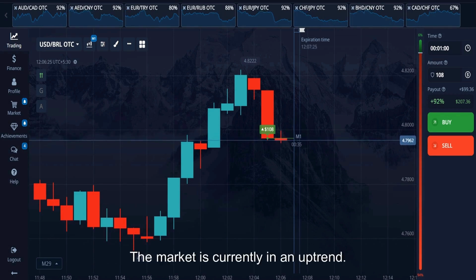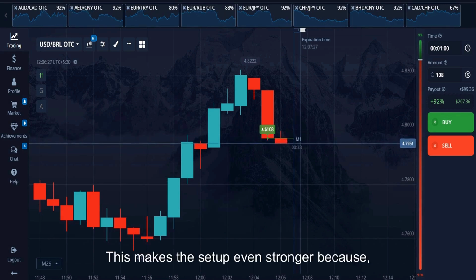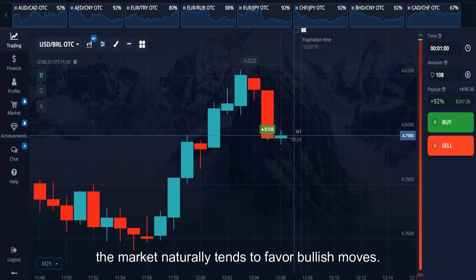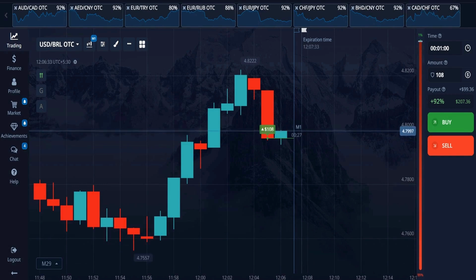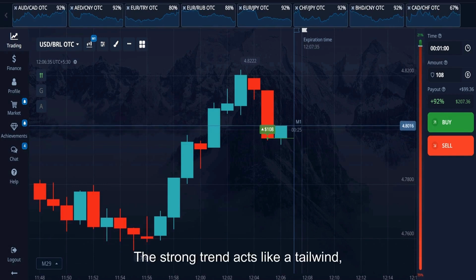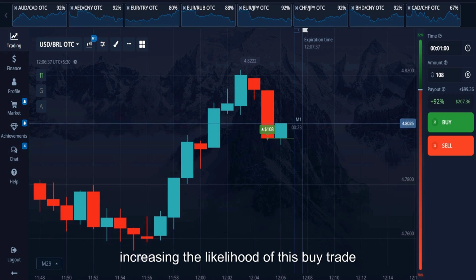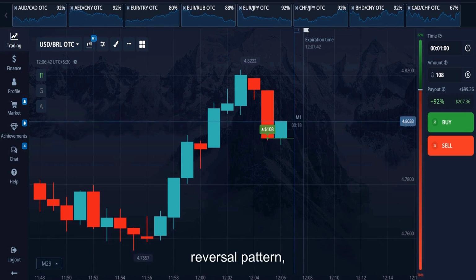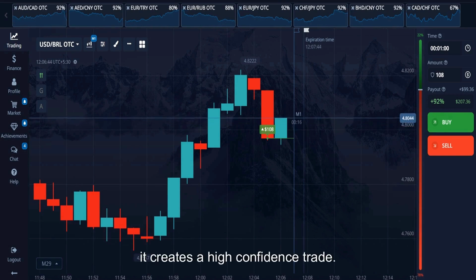The market is currently in an uptrend. This makes the setup even stronger because, in an uptrend, the market naturally tends to favor bullish moves. The strong trend acts like a tailwind, increasing the likelihood of this buy trade succeeding. When you combine a clear trend with a reversal pattern, it creates a high-confidence trade.